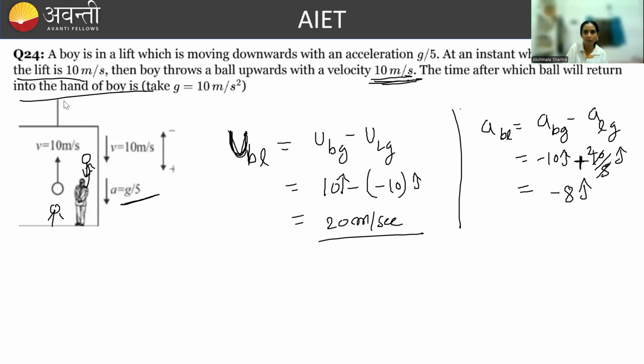Now let's calculate the time after which ball will return into the hand of boy. So let's first calculate in how much time it will go up to the maximum height. Because whatever time it is taking to go up to the maximum height, same time it will take in coming down. We have solved questions of ball under free fall, right? So here if you calculate S equal to, or V square equal to U square plus 2AS. Should we use it? Maximum height, we don't know, right? So what should we use here?